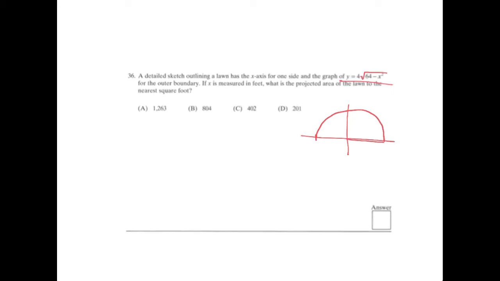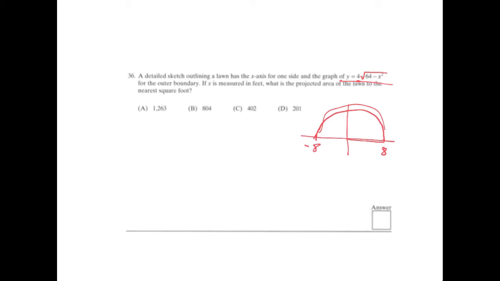36, they tell us that we have this sketch, and one side of the graph of that. If x is measured in feet, what is the projected area? So you should know that the square root of 64 minus x squared is the top half of a circle with a radius of 8, right? And then I'm just doing 4 times that. So that's just a vertical stretch of 4, but that doesn't change our x bounds. We're still going from -8 to 8 on the x-axis.